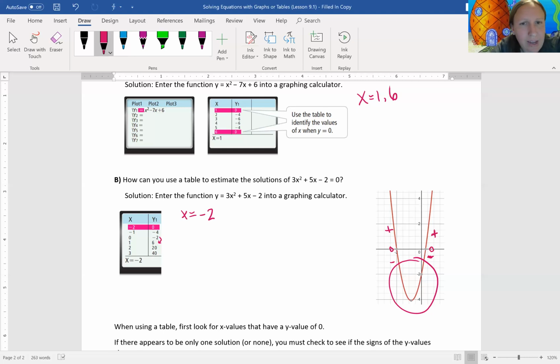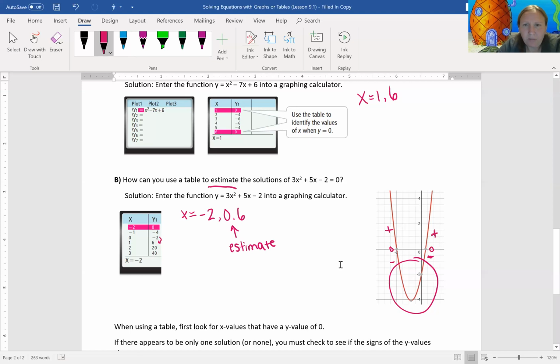And that's why it says estimate in this case, because it's not going to be an exact answer. So maybe I would say 0.6, because it jumps from -2 to 6. So I'm thinking it's probably a little bit on the higher side, closer to 1 there. So this 0.6 is an estimate, but we had to realize in this case that there were still 2 answers, even though that 0 only appeared once in that table.